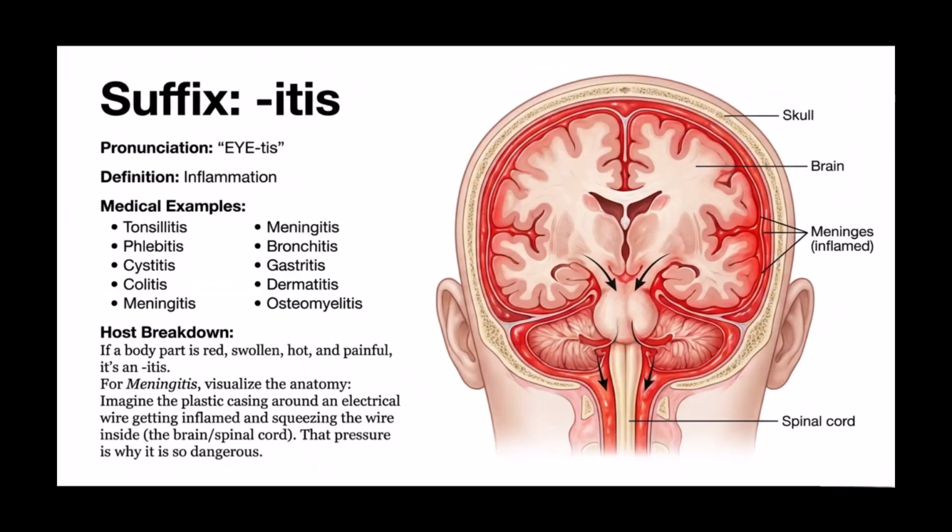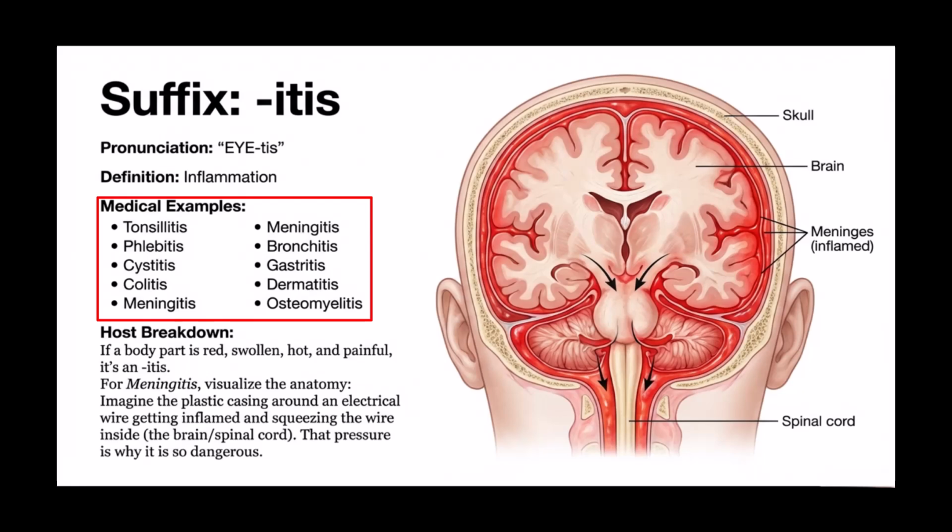Crystal clear. Okay, moving to probably the most famous suffix out there. Itis, meaning inflammation. We see this one everywhere. Tonsillitis, phlebitis for a vein, cystitis for the bladder. Colitis for the colon. It's the universal sign for redness, swelling, heat, and pain, but I want to focus on meningitis. Inflammation of the meninges, the brain's covering.